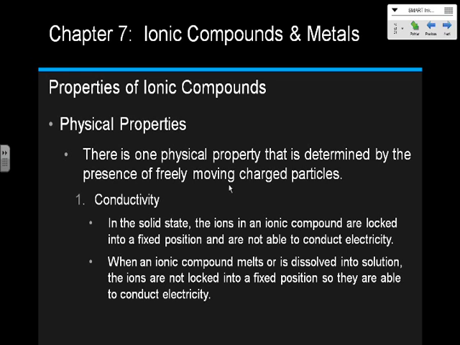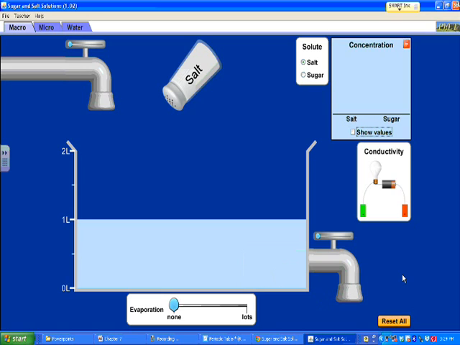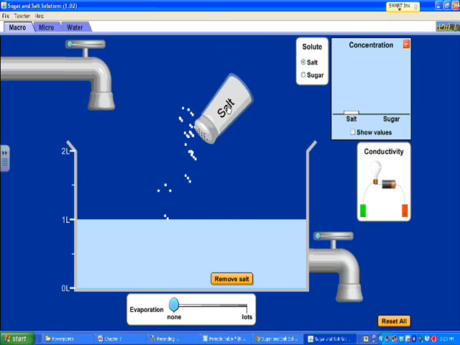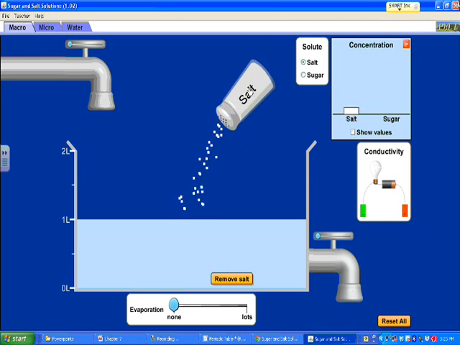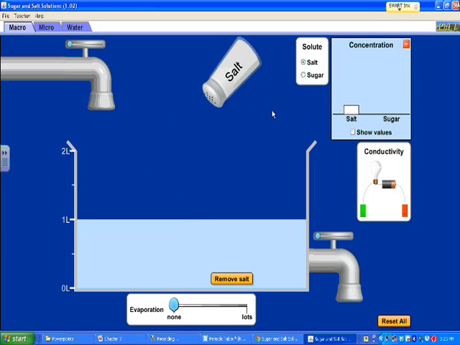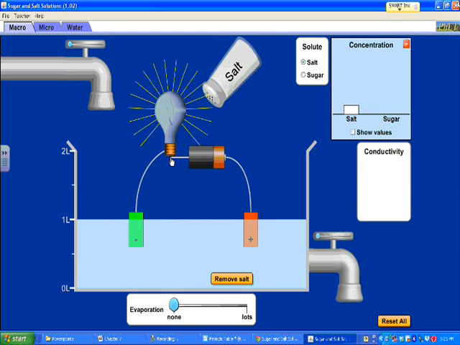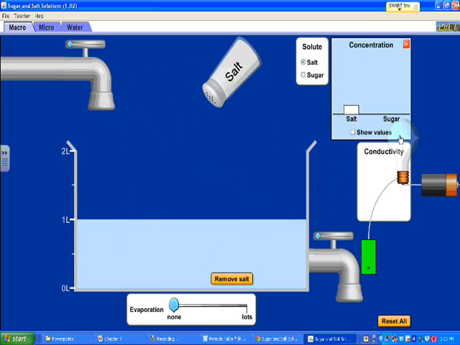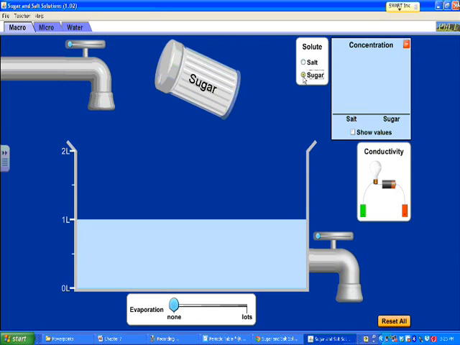Now I'd like to show you an actual simulation of that. The first one we're going to look at is salt. I'm going to shake some salt into our water, and we have a conductivity test we can do on the solution. I drag my conductivity meter over, and once I place it in the salt water, as you can see, it illuminates the light bulb. We'll actually get to see this in class. Let's place the conductivity meter back.